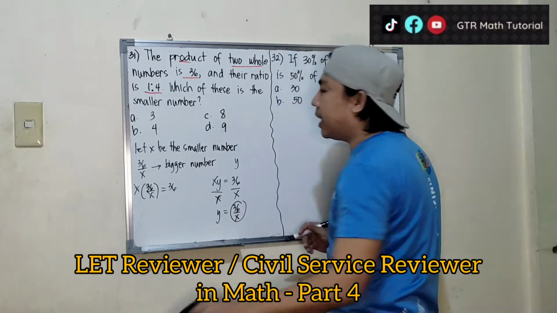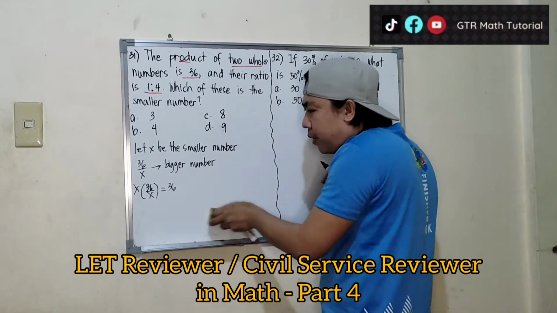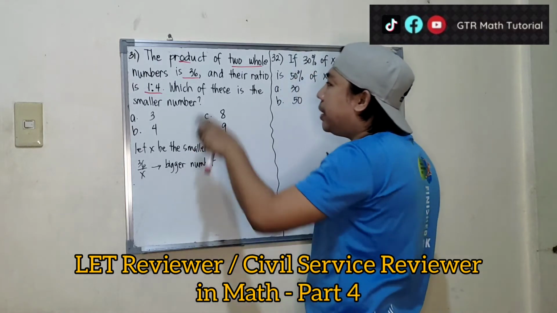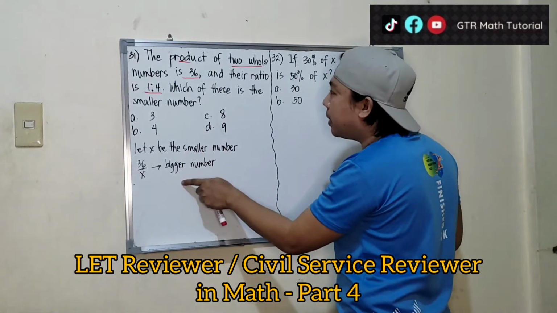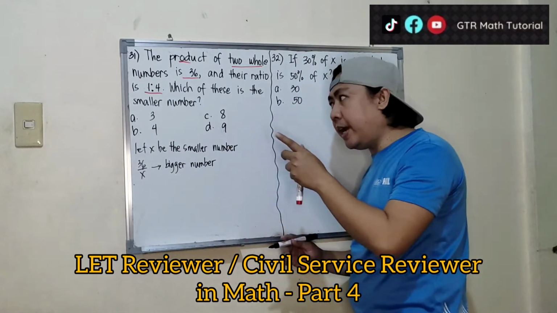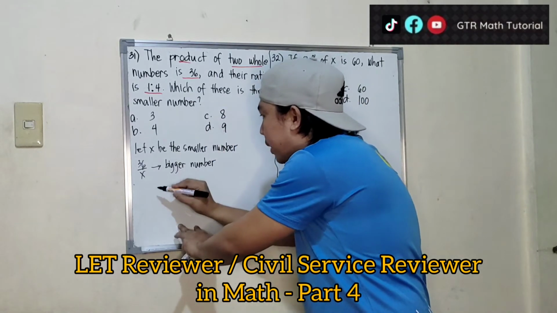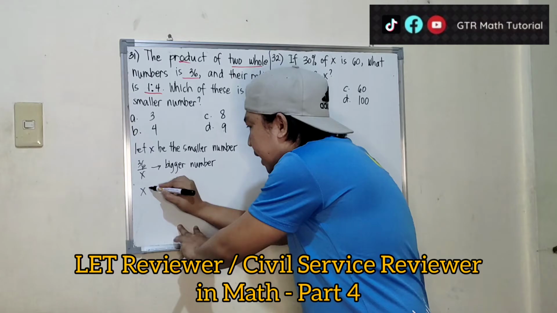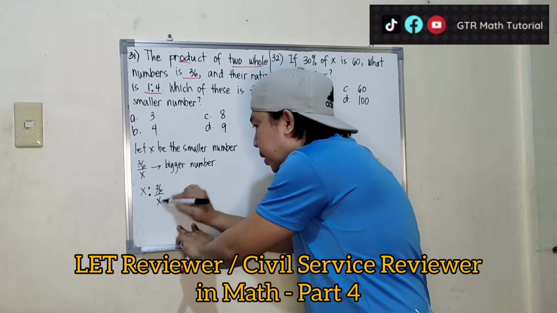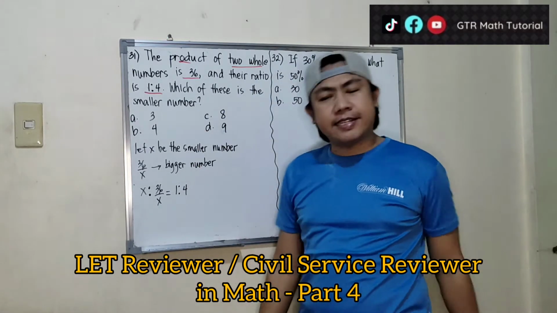Okay, so ngayon, buuin na natin ang ating equation. Product nila ay 36. Ang ratio daw ng smaller number to bigger number ay 1:4. Siyempre, smaller yung 1, bigger yung 4. Buuin na natin ang ratio: their ratio is 1:4. Therefore, x is to 36 over x, smaller number is to bigger number, equals 1:4. Then solve for x.